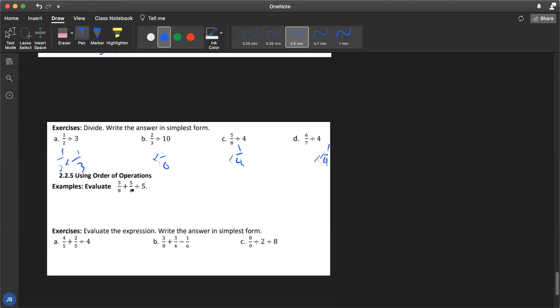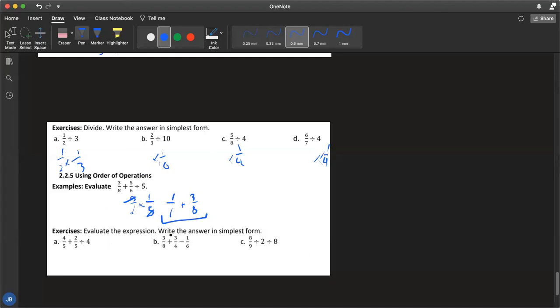Order of operations. Evaluate 3 over 8 plus 5 over 6 divided by 5. Alina, what would we do first? 5/6 divided by 5. Perfect. So we do 5 over 6 times 1 over 5, because that's how we change it. And so we end up getting 1 over 6 plus 3 over 8. So then we have to get a common denominator and add them, right? Yeah.